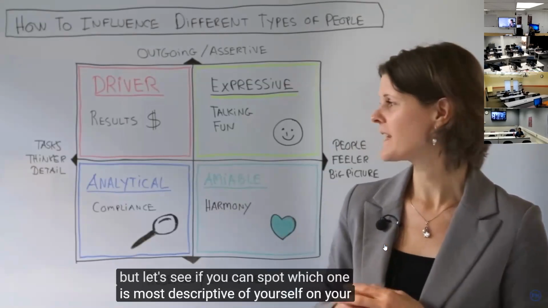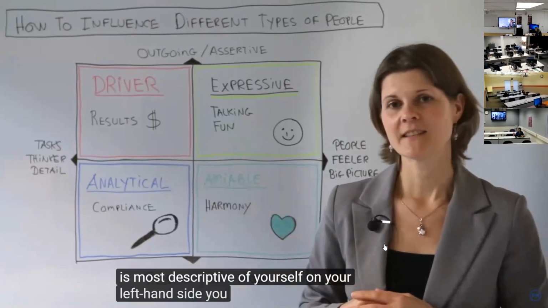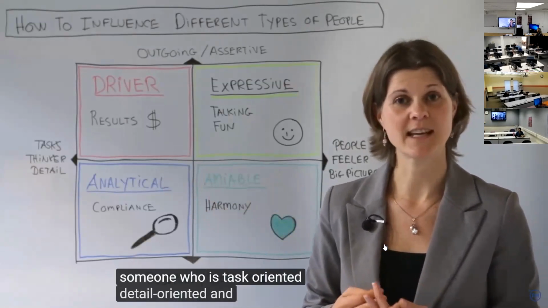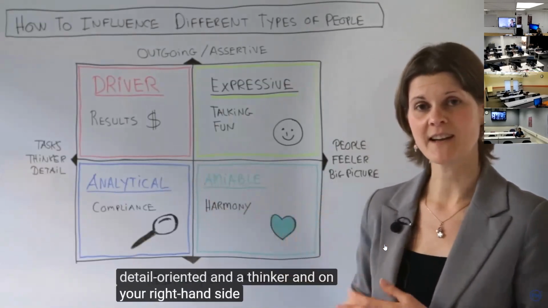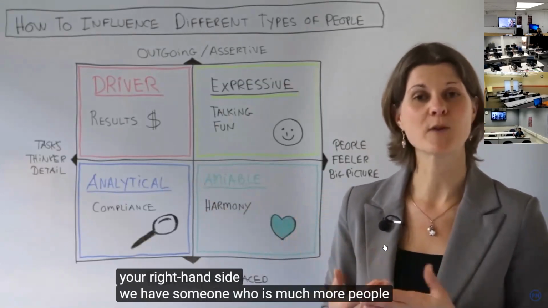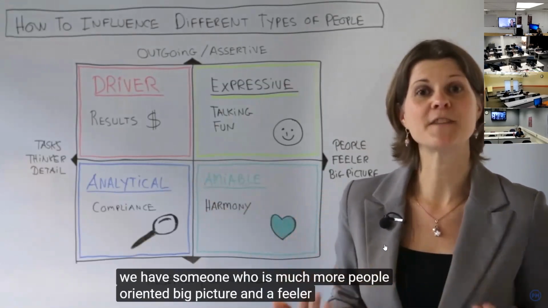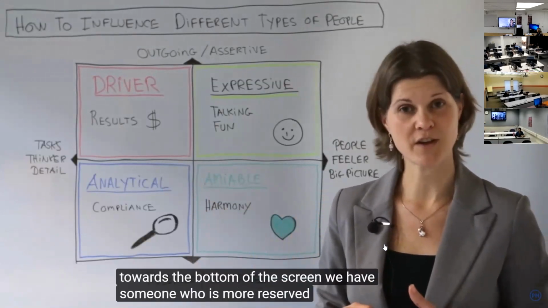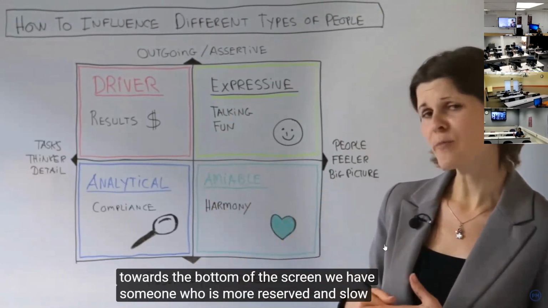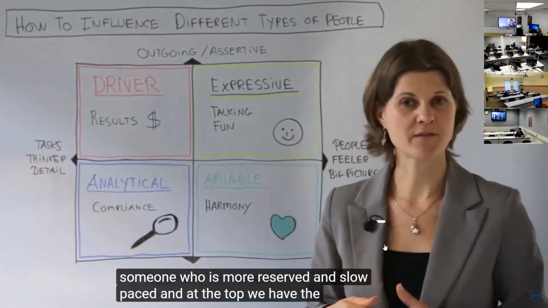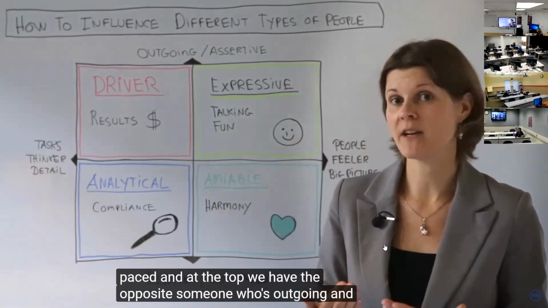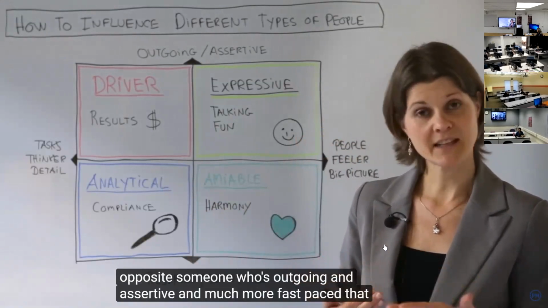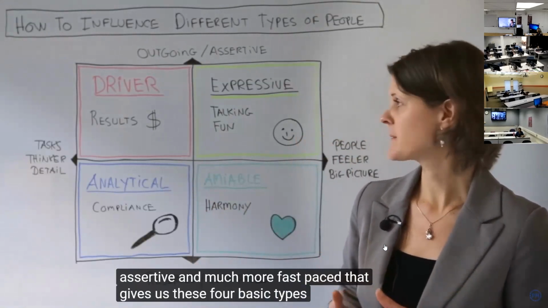On your left-hand side, you will see that we have someone who is task-oriented, detail-oriented, and a thinker. And on your right-hand side, we have someone who is much more people-oriented, big picture, and a feeler. Towards the bottom of the screen, we have someone who is more reserved and slow-paced. And at the top, we have the opposite, someone who is outgoing and assertive and much more fast-paced. That gives us these four basic types.